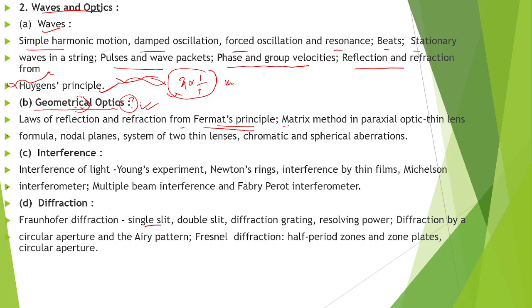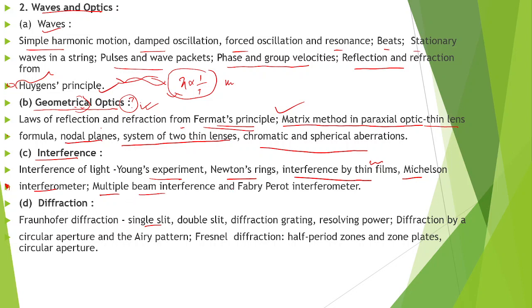So good. We have the matrix method in paraxial optics, thin lens formula, nodal planes, system of two thin lenses, chromatic and spherical aberrations. Okay, we'll do this portion. We have interference of light, Young's double slit experiment, Newton's rings, interference by thin films. Some problems will come from this part, important. Michelson interferometer will be covered in classical mechanics as well, while we study the special theory of relativity and the Michelson-Morley experiment. Obviously we need to know the principle of the Michelson interferometer in that case also.